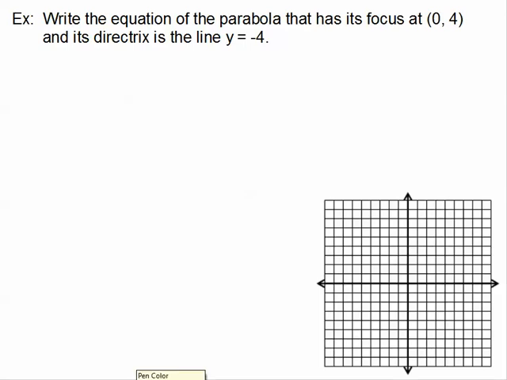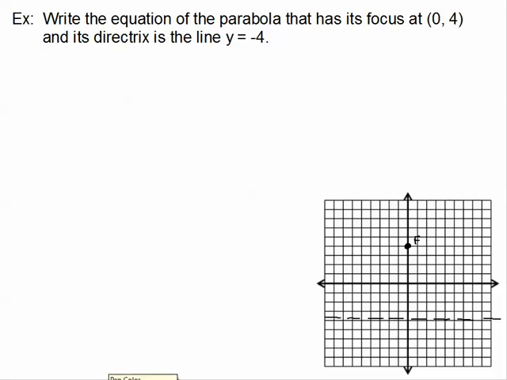Let's read this. It says, write the equation of the parabola that has its focus at 0, 4, and its directrix is the line y equals negative 4. Okay, so we're given 2 pieces of information. I'd like to plot those pieces. This is 0, 4, 1, 2, 3, 4, and I'm going to put a little F for focus. And the line y equals negative 4, that's a horizontal line, 1, 2, 3, negative 4 units down here. So it's right here. That's the only information that's given.